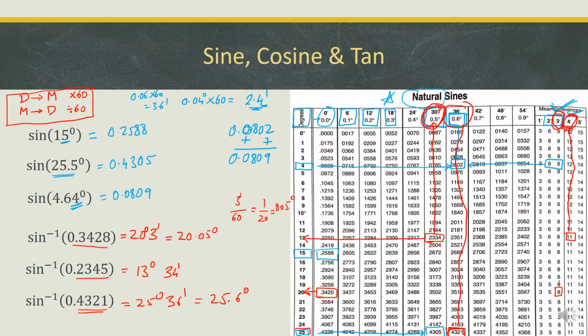So these are the ways you can find the angles, and if angles are given, you can find their sine, and respectively you can find cosine and tangent also. There is a similar table for natural cos and natural tan also. I hope you all understood this. Let us go ahead with the next topic.